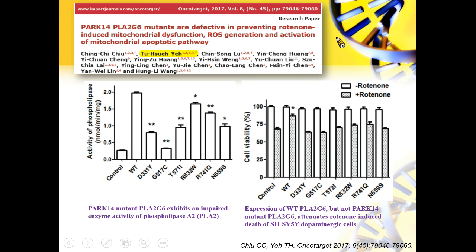In our in vitro study using neurotoxin-induced PD cell model, we found that PARK14 mutant PLA2G6 has impaired enzyme activity of phospholipase A2. Expression of wild-type PLA2G6 but not PARK14 mutant PLA2G6 attenuates rotenone-induced death of SH-SY5Y dopaminergic cells.